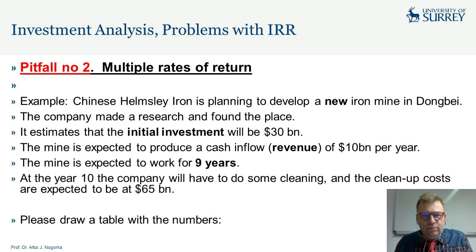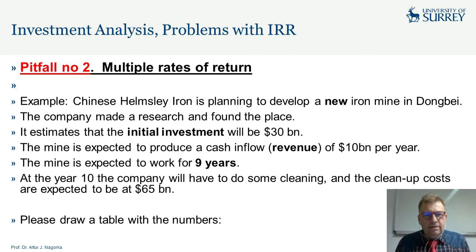The mine is expected to produce a cash inflow or revenue, we call it differently, but it's money that comes to the company, 10 billion every year. How nice it is. The initial investment 30, then it comes 10 billions per year, right? And then the mine is expected to work for 9 years. Okay, so the investment 30, and then it gives 10 billion to us every year for 9 years.